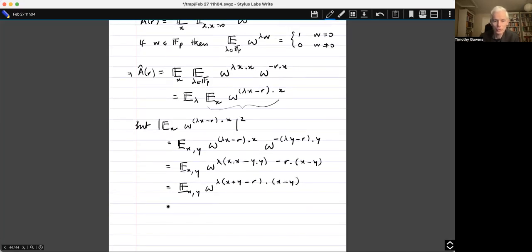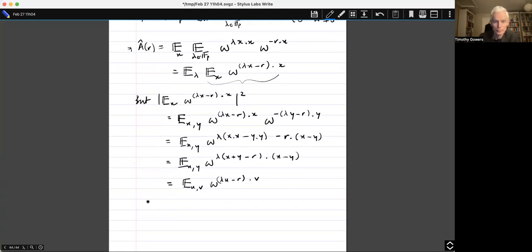And now I can change variables, another absolutely standard trick. So I can have u equals x plus y, v equals x minus y, and we see that that's an invertible transformation. We can recover x and y from x plus y and x minus y because p is not 2, it's an odd prime. So that is omega to the lambda u minus r dot v.